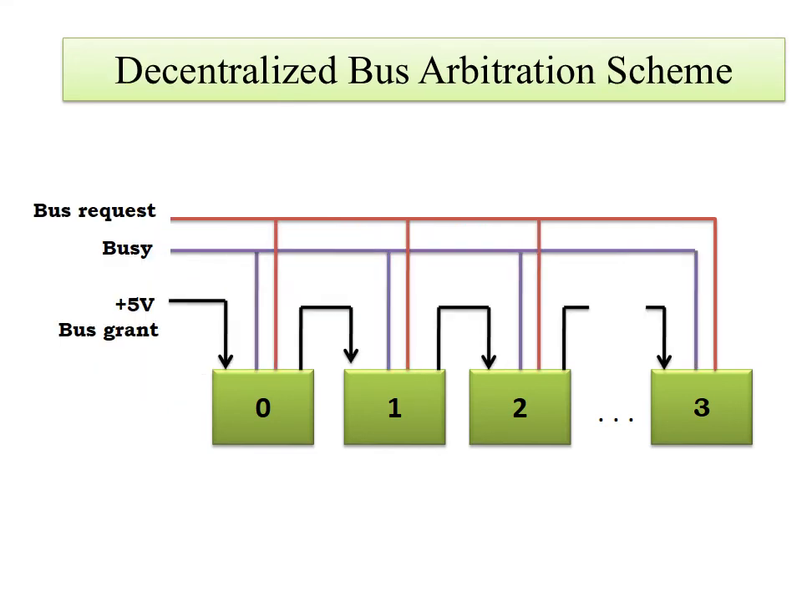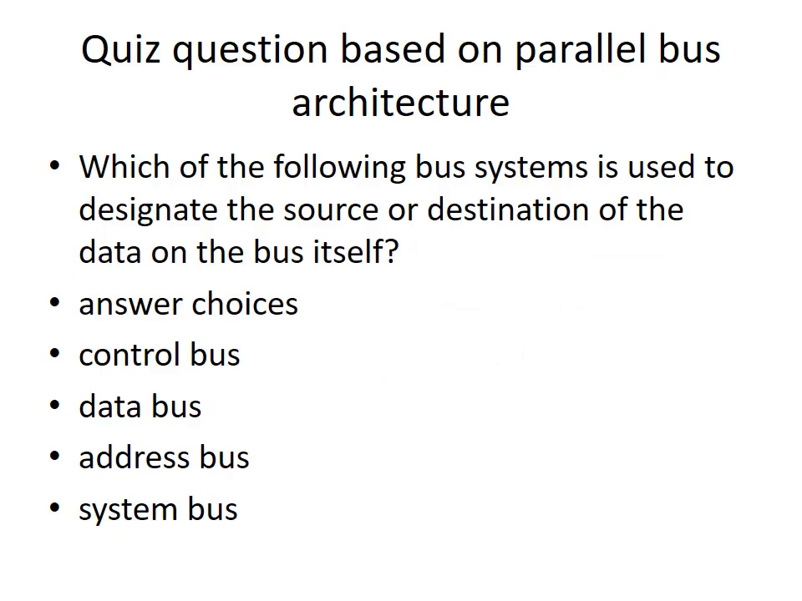Next one is decentralized bus arbitration. Decentralized bus arbitration is nothing but we can send a bus request and bus busy is taken into consideration. We can go for a bus grant as well as bus request or bus busy, and whatever the status is, it will be intimated to the particular server being processed at that time. This is called decentralized bus arbitration.